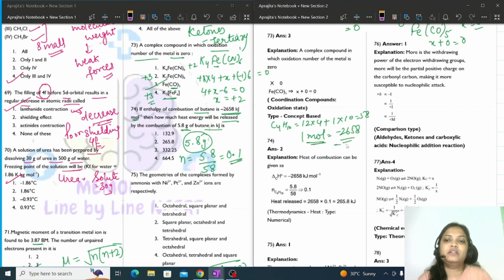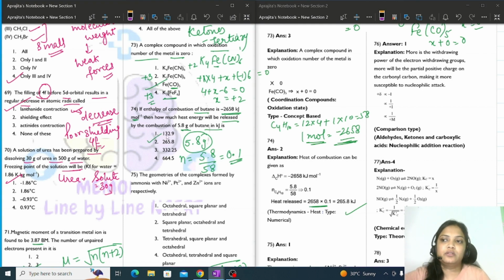So for 1 mole, it's -2658. So for 0.1 mole, we'll multiply it with 0.1. So it will come out to be 265.8 kilojoule. So answer is option 2. Okay.